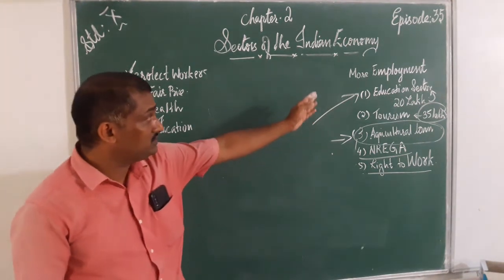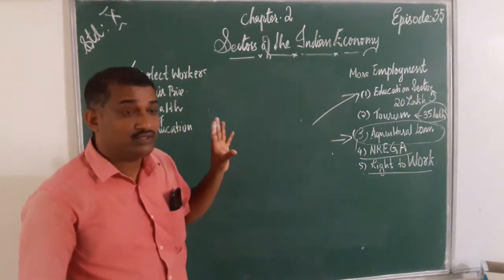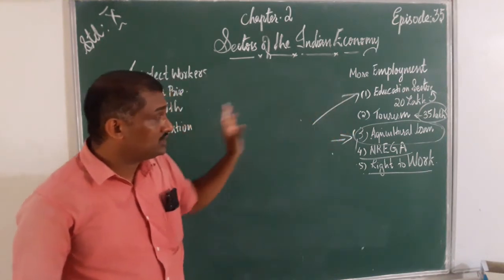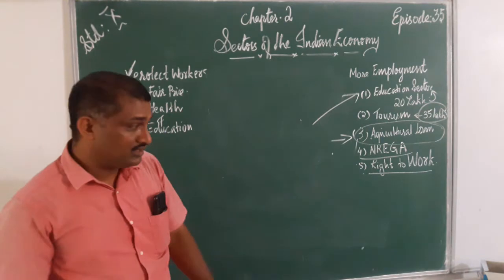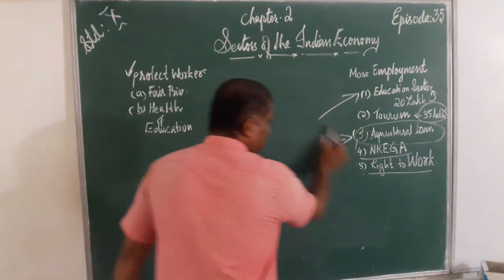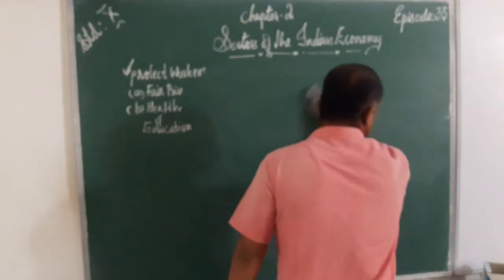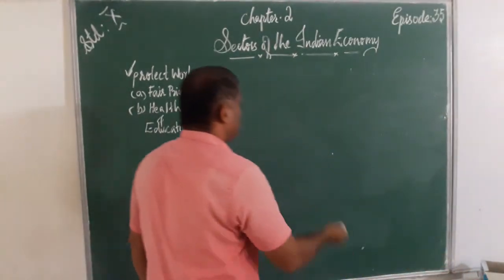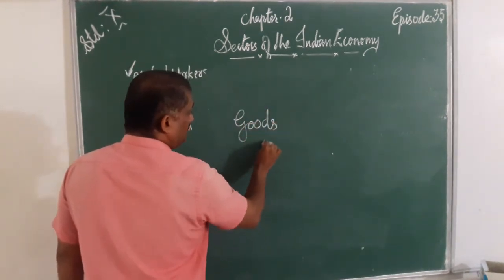That also helps. Why I explain all these acts: the government is providing more employment opportunities so that people can engage in these activities. Then only GDP will increase. What is GDP? Gross domestic product, that is GDP. So how will the GDP increase? If the goods and services increase, then only the GDP will increase.